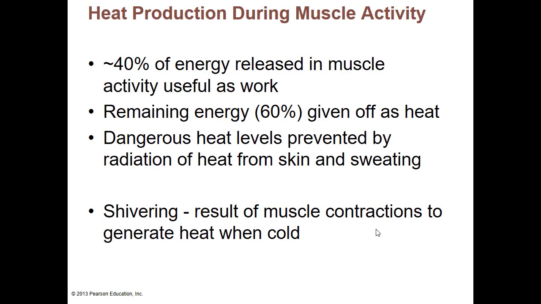Now, your heat production is that making your muscles contract generates heat. Because what happens when you start to work out? You sweat, because your body temperature goes up. And you sweat to try to bring it back down. The contraction of the muscles generates heat. About 40% of all the energy that is released in muscle activity is used as work. It means only 40% is used as work.